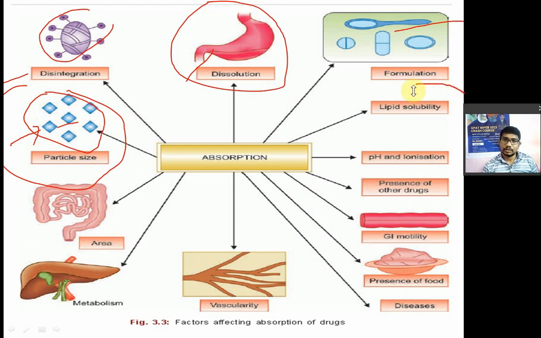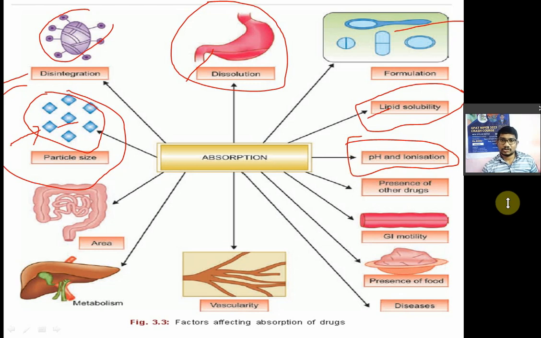For example, suppose you are on a treatment with tetracyclines. You have an infection and the doctor has prescribed you a tetracycline antibiotic, and along with that you are taking an antacid, like calcium carbonate, sodium bicarbonate or aluminium hydroxide gel. So what will happen? Tetracyclines will form complexes with the antacids and will not be absorbed.